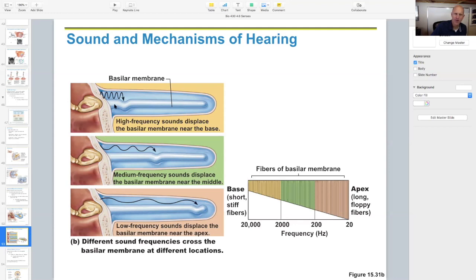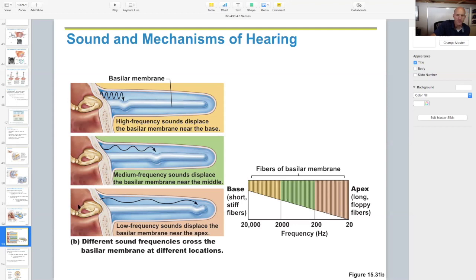If it's too high, it won't be able to. And that's how we dictate sound. Depending on what part of this gets stimulated, that's the information that gets to our brain to tell us if it's high and low frequencies, and we distinguish sound that way.